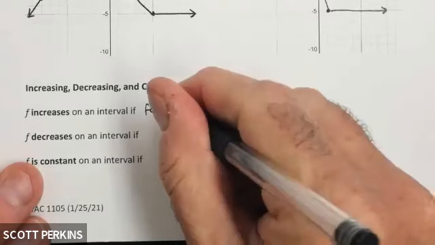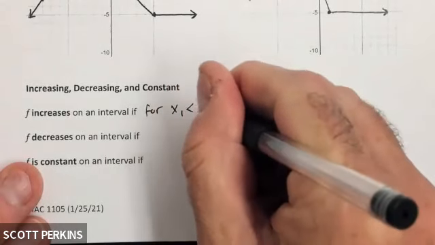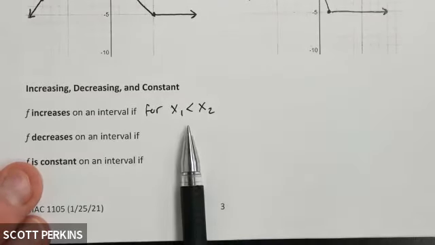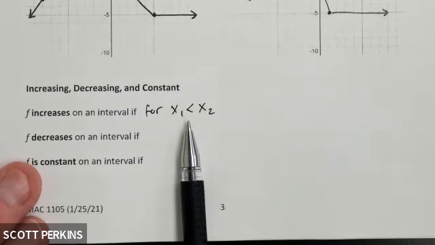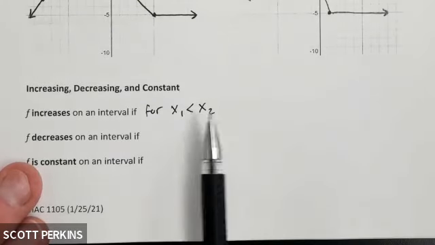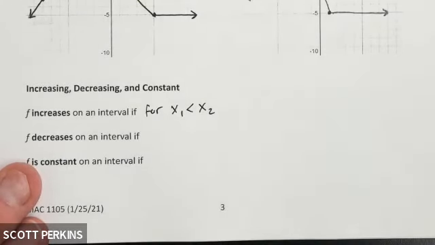for the situation where you have x1 is less than x2, I'm going to stop there. All that means, okay, this is just the fancy math way to say that you are reading your graph from left to right. You are going from smaller x values to bigger x values, and that's how you're going to proceed down the number line. So we don't read our graphs when we're looking for increasing and decreasing and constant from right to left. We always start on the left, the negative side, and we proceed through.